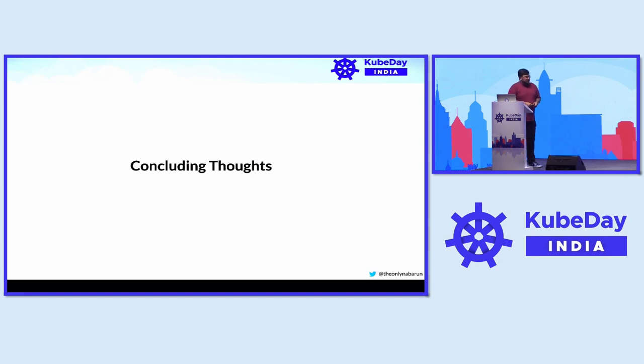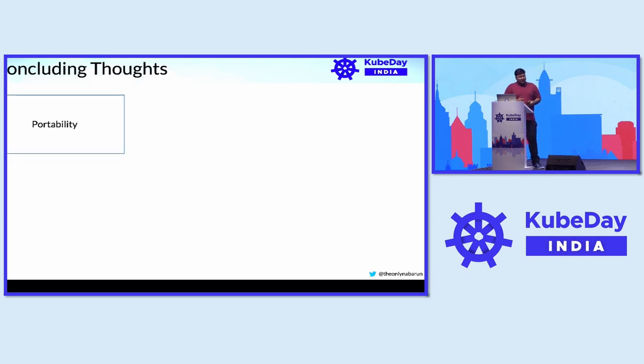Now, we're almost at the end of the talk. We have been very tech heavy. But to conclude, when you start going into that path, what are the things that you are gaining? It's a lot of challenges. It's a lot of problems that you will solve eventually. But the things that you'll get are portability.